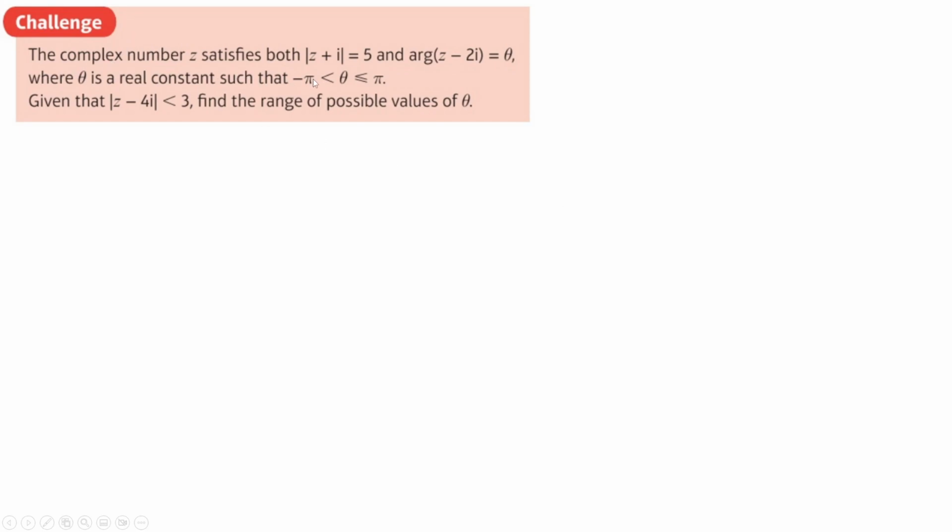So we've got a complex number z, and we've got that z plus i has magnitude 5, and the argument of z minus 2i is theta, where theta is a real constant in this range. Given that z minus 4i is less than 3, find the range of possible values of theta.